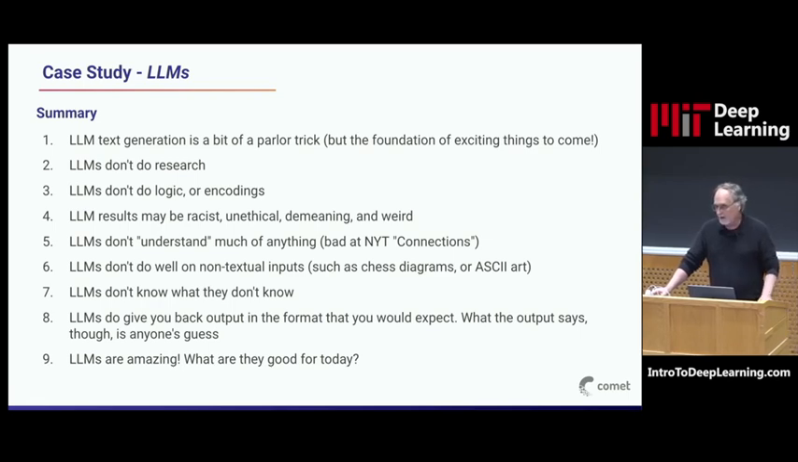I actually heard somebody describe ChatGPT this way. So I went to ChatGPT and gave it a question, and it went off and did some research, and then it came back with, no, that is not what ChatGPT does. It does not do research. It doesn't do logic. It doesn't do encodings. It detects patterns and statistics. LLM results may be racist, unethical, demeaning, and just plain weird. LLMs don't understand much of anything.